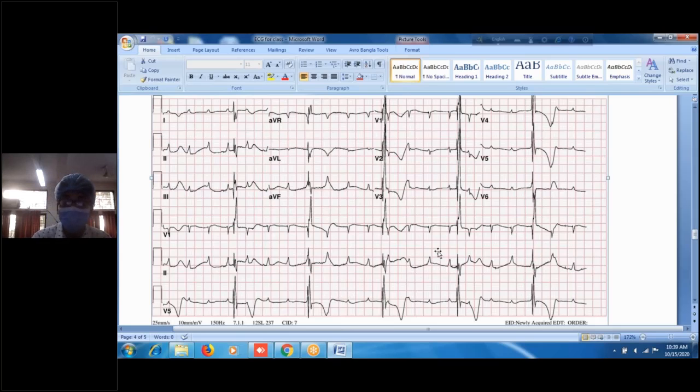Sorry for the interruption because that was an emergency also. My patient in my ward. Okay. So this is ECG of complete heart block.